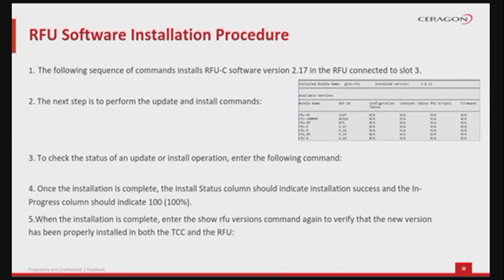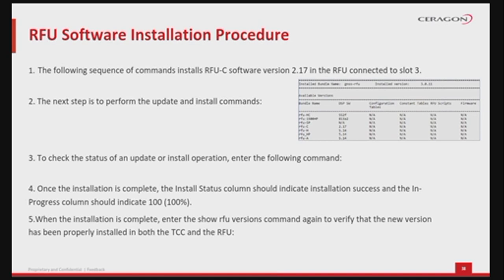In this slide, an example is shown with the upgrade procedure for an RFU-C unit. After successful login into the IP20 unit using, for example, Telnet, follow these steps. 1. Prior to the installation, check the installed version using the following command: Platform, Software, Show, RFU, Versions. 2. Then, you can proceed to update the software version.